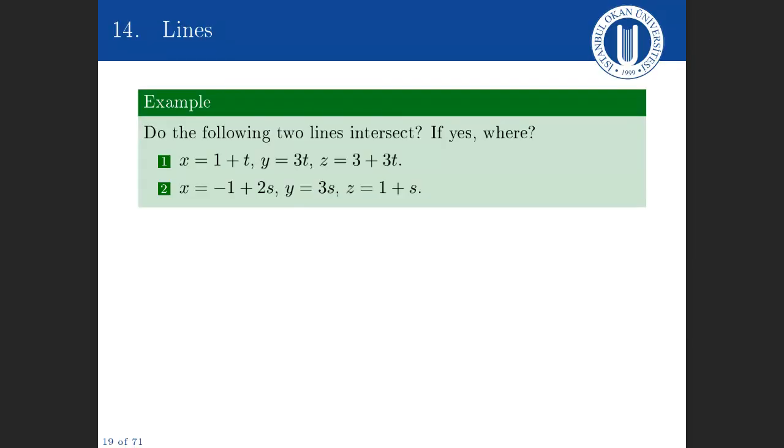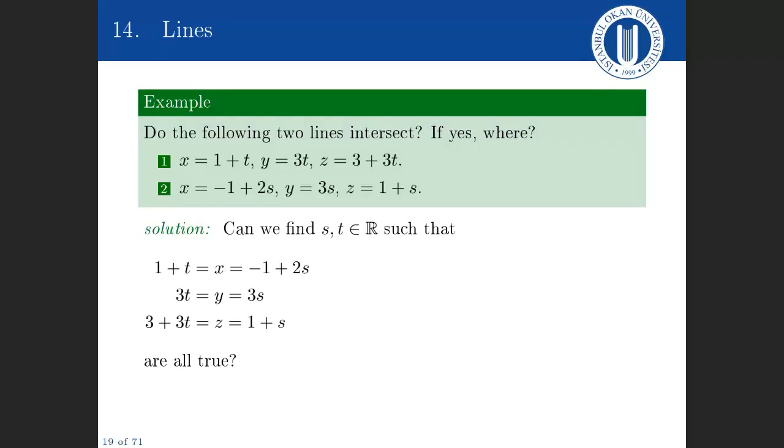Let's do another one. Do these two lines intersect? And if the answer is yes, where? So we start with our three equations. We need x to be 1 plus t and x is equal to minus 1 plus 2s. We need 3t to be equal to 3s. We need 3 plus 3t to be equal to 1 plus s. Can we find s and t so that all three equations are true at the same time?